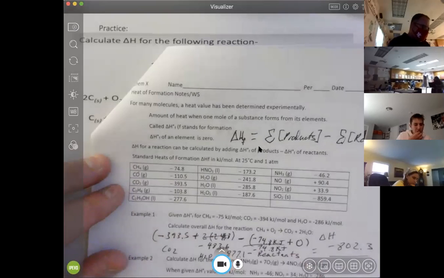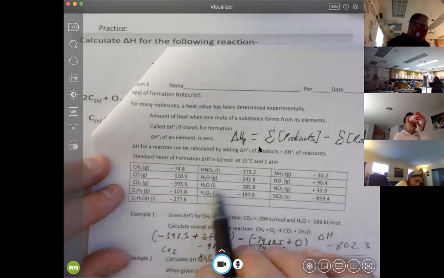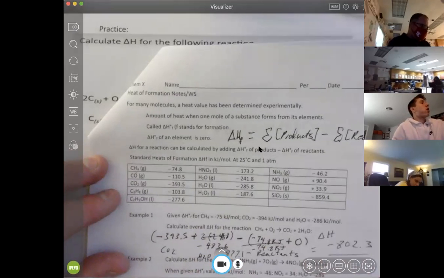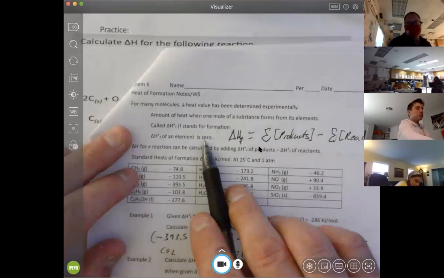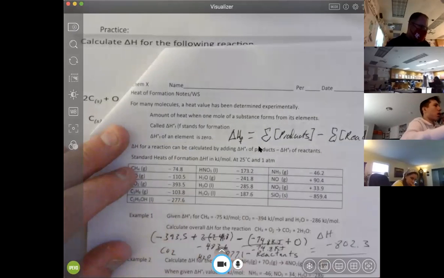Now, since the states of matter, it does have a little bit of a difference, but we can count on those bond energies doing certain things. The key thing for this is to recall that if it's in its elemental form, then it's at its ground state and it is zero.